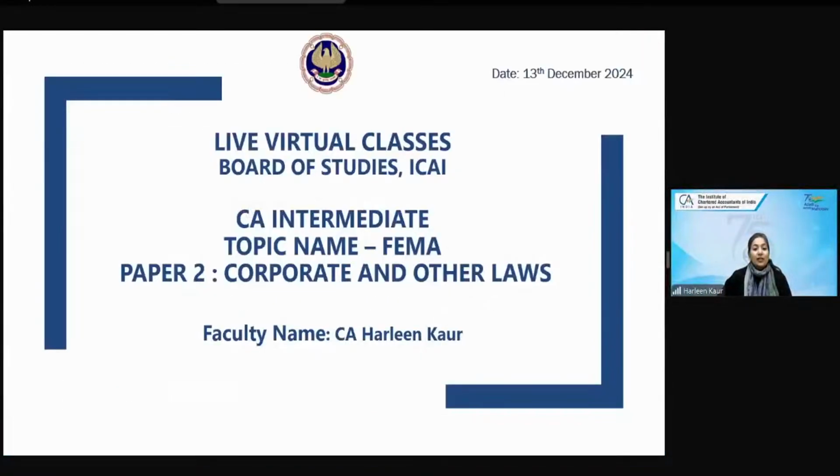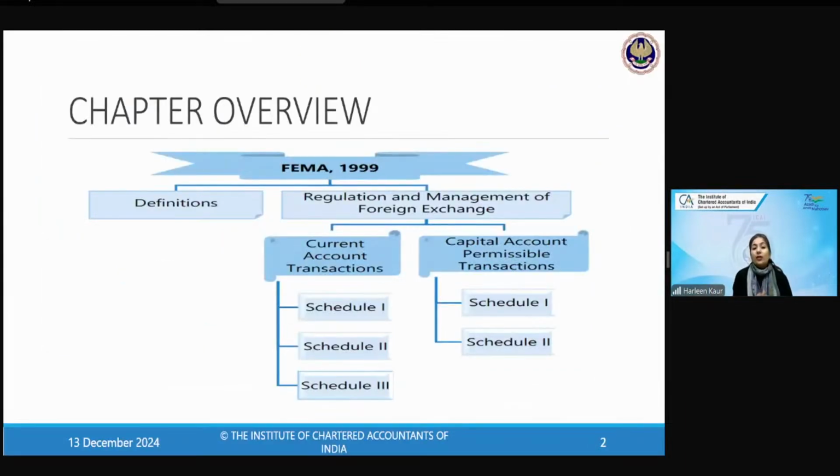All right, so welcome to today's session. The topic name is FEMA. And what all we are going to cover in this chapter. First of all, we'll be covering the definitions and how the regulation and management of foreign exchange is done. We have two types of transactions: current account transactions, which are divided into three different schedules, Schedule 1, Schedule 2, and Schedule 3. And after that, there are certain capital account permissible transactions. What is the meaning of permissible? It means these are the transactions which are allowed, for which no permission is required. We have those transactions in Schedule 1 and Schedule 2.